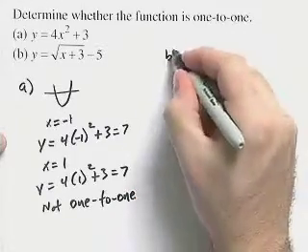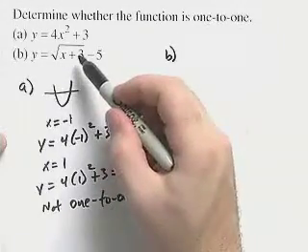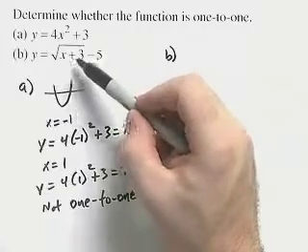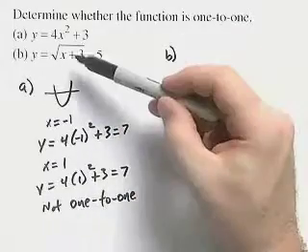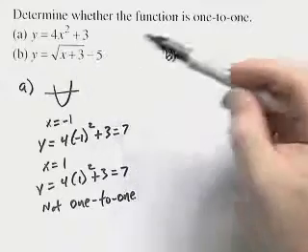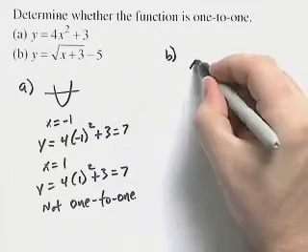For our second function, we've got a square root function. Keep in mind our techniques for shifting, reflecting, and stretching that we used when we did transformations. The square root function, if we graphed it, would look something like this.